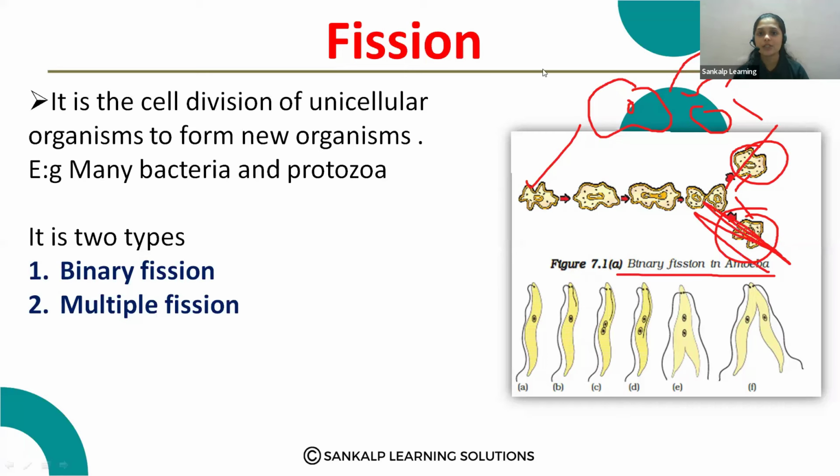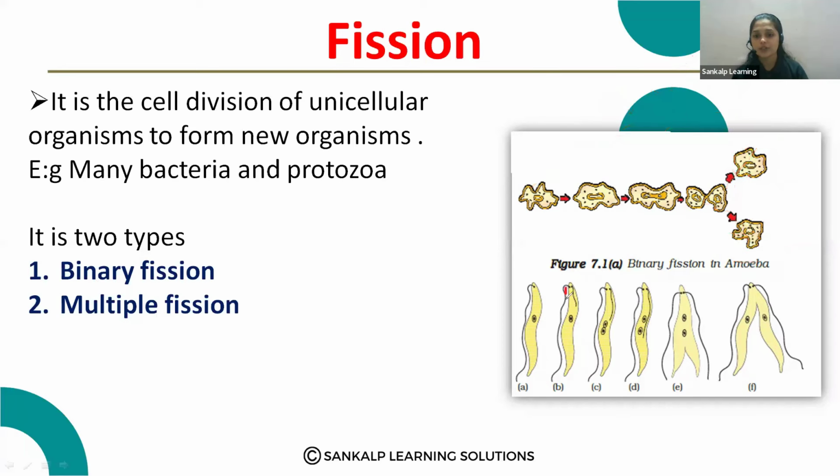Binary fission in leishmania. Just observe the structure. This is the leishmania. In this organism also binary fission occurs. Binary fission, but see how it happens here.